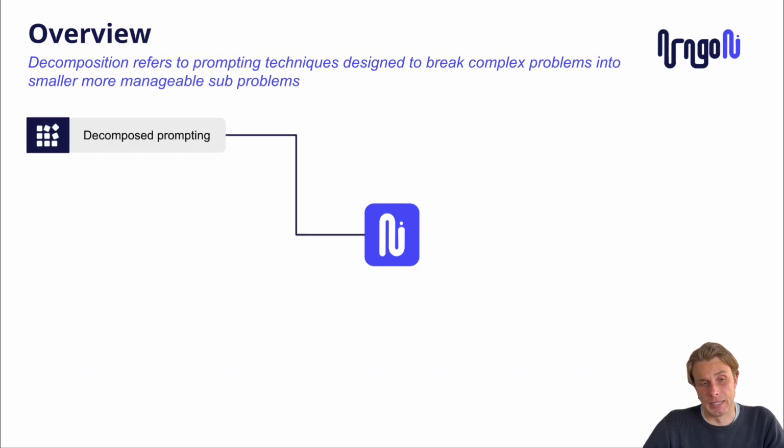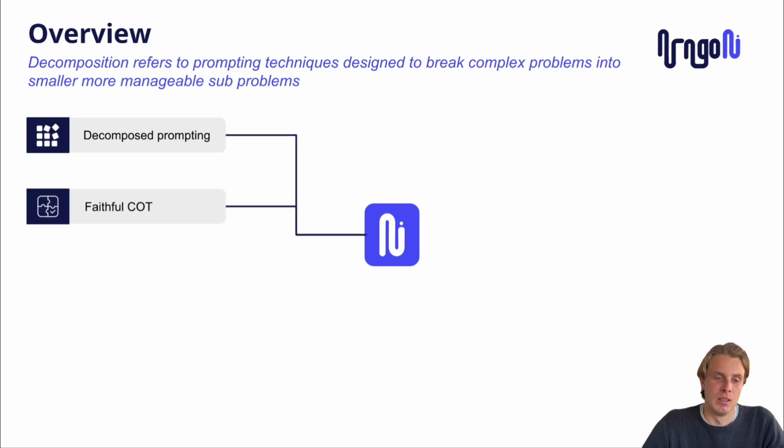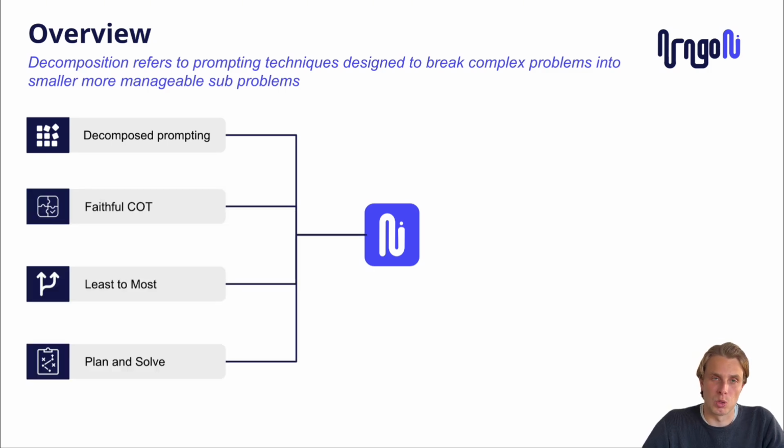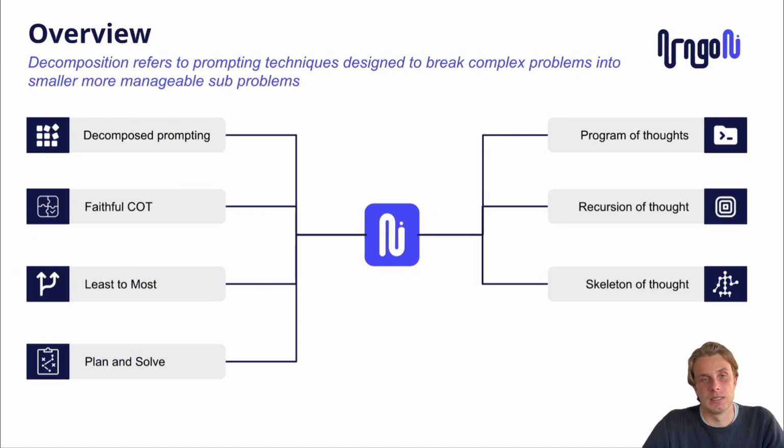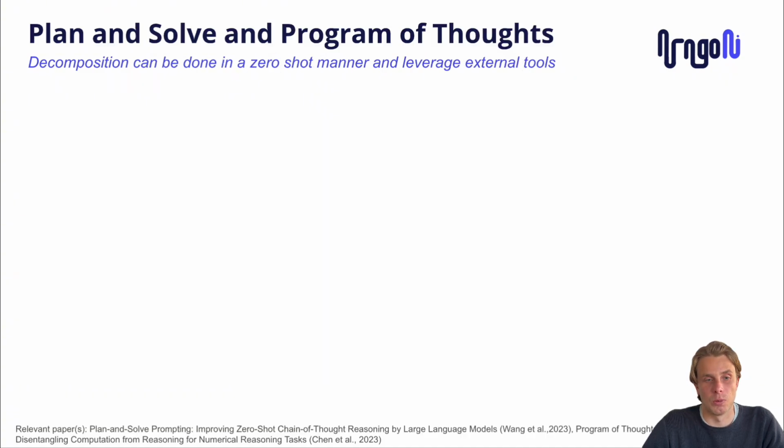The techniques that we'll be speaking about are, in general, decomposed prompting. This is a technique for decomposition, not just decomposition in general. Faithful chain of thought, least to most, plan and solve, program of thoughts, recursion of thought, skeleton of thought, and tree of thought. First, let's talk about plan and solve, and program of thoughts.